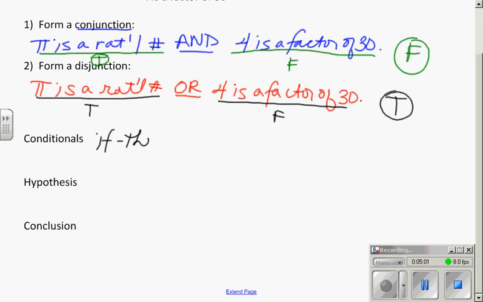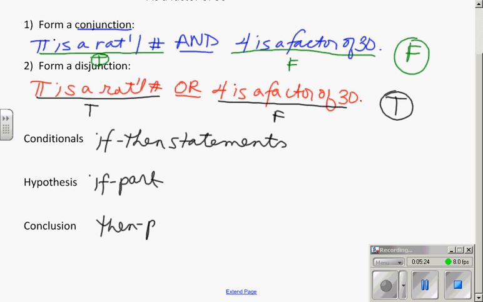Now, conditionals are if-then statements. We see a lot of these in our theorems. If a pair of angles are vertical angles, then they are equal. You have to have the first criteria in order to get the second. So the hypothesis is the if part. The conclusion is the then part.